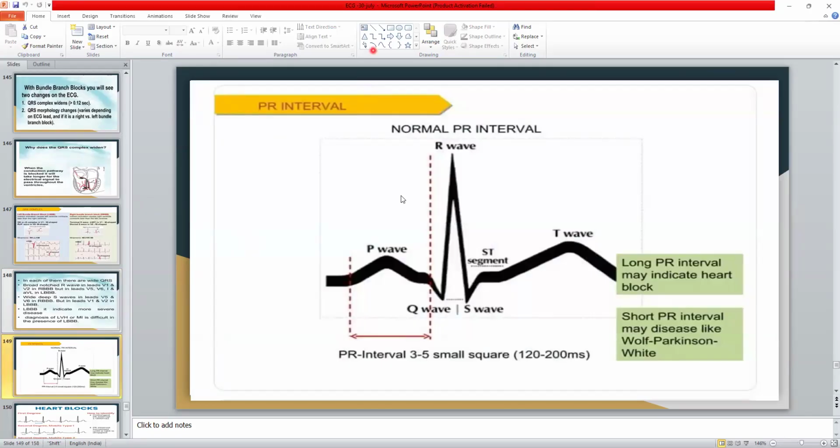Coming to the normal PR interval, that is from the start of the P wave to the start of the QRS complex, the normal PR interval is 3 to 5 small squares, that is 120 to 200 milliseconds.